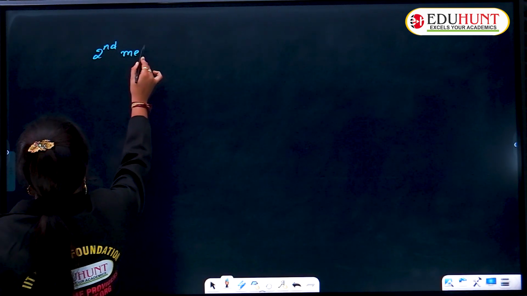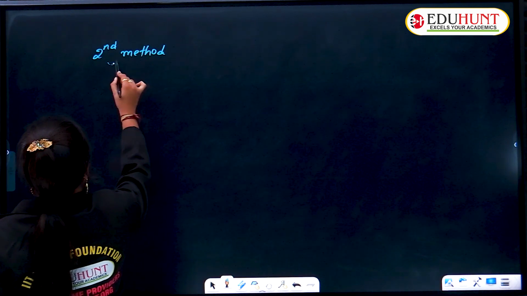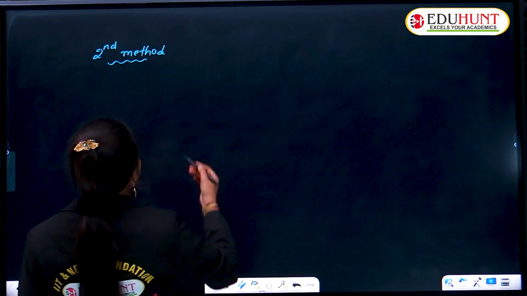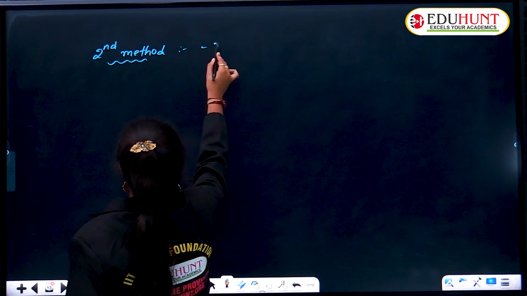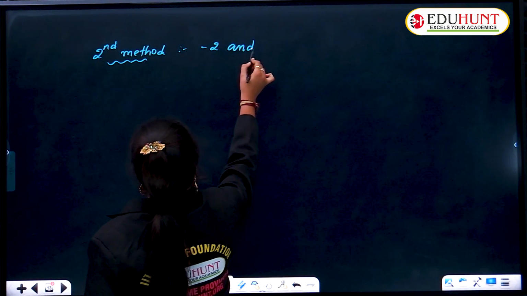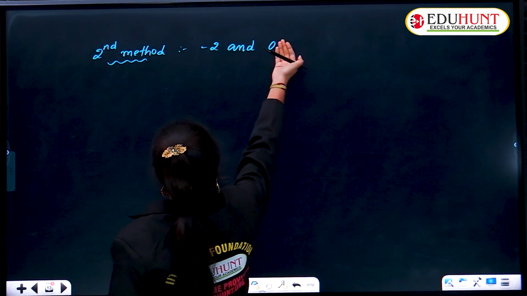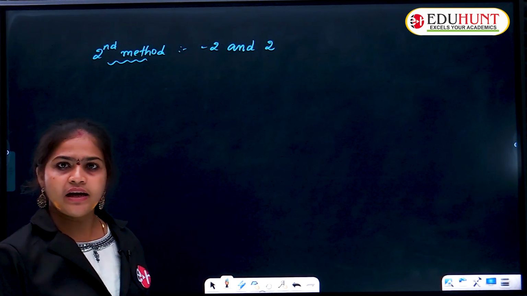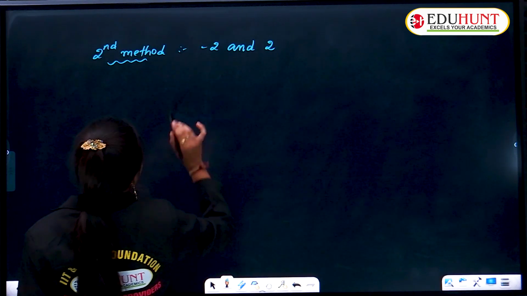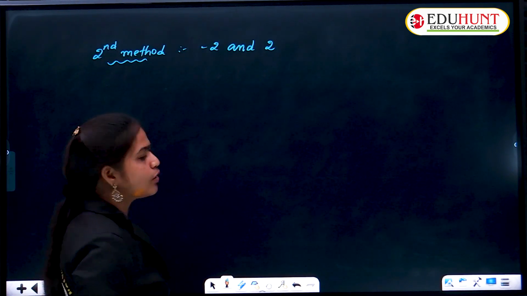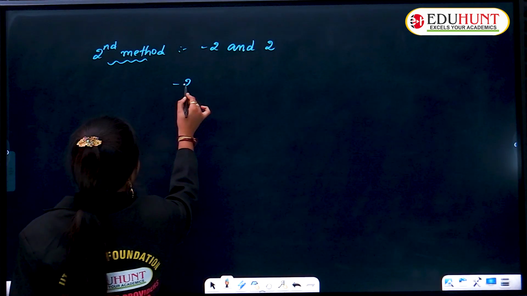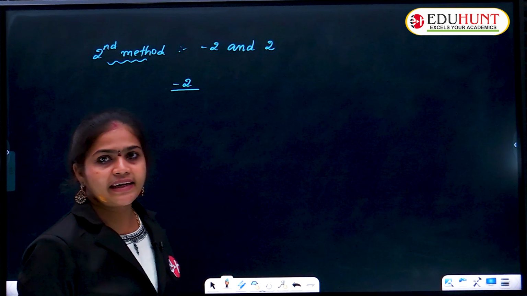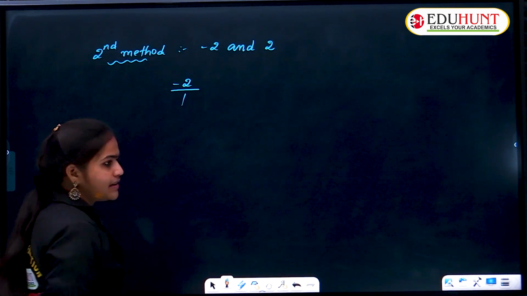Second method. How many rational numbers lie in between minus 2 and 2? We know that minus 2 is a rational number. How can we represent minus 2 as a rational number? By taking 1 as the denominator, we can represent it.